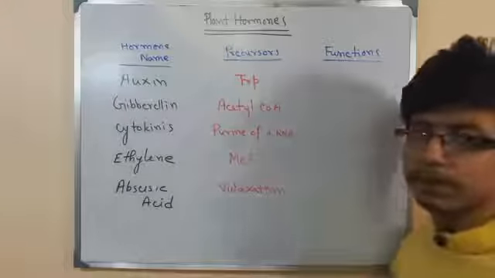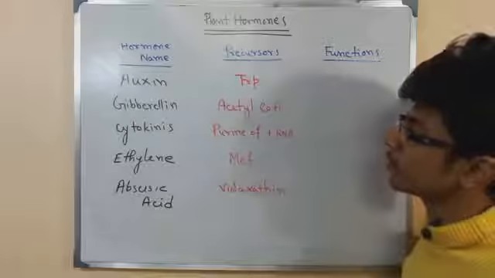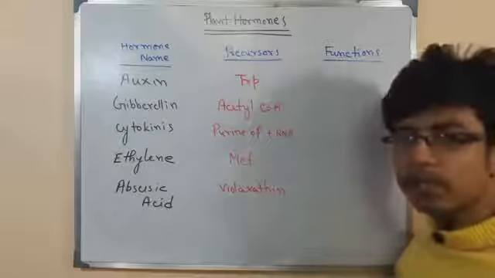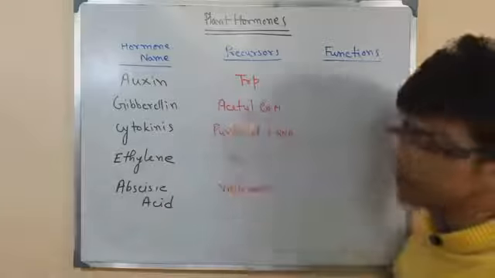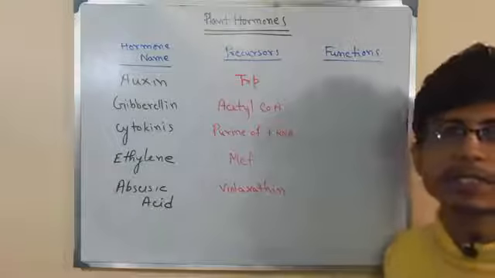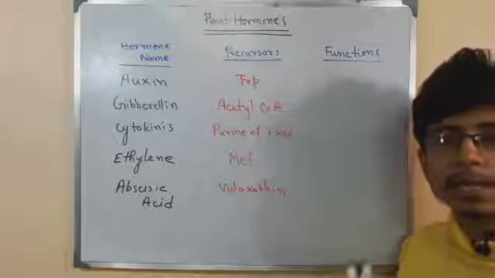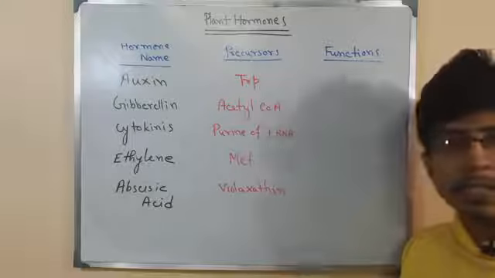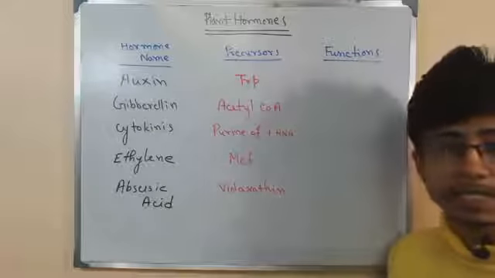Second is gibberellin. Auxin helps in growth majorly. Gibberellin is the second hormone which is also important, and the precursor for gibberellin is acetyl-CoA. We all know what acetyl-CoA is, right? So gibberellin helps in breaking the dormancy of plant seeds, helping the seedling to come out from the seed. That is a very important task for gibberellin.